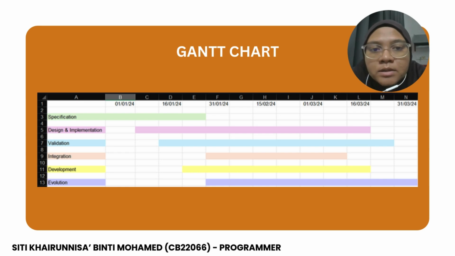For week 3 until week 6 is the design and implementation phase. It starts on 16 January 2024 until 15 February 2024. The phase starts after the specification phase is initiated. The team works on UI or UX design, database schema, and system architecture. The validation phase overlaps with the design and implementation to allow testing of early prototypes.